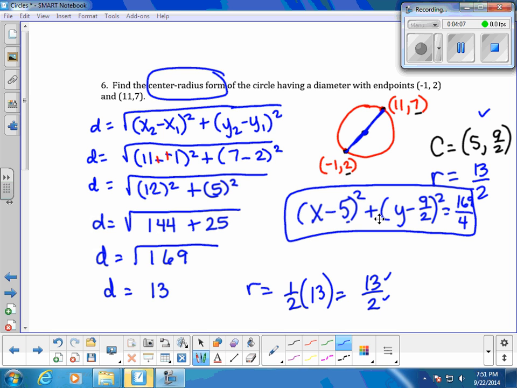And that's how we calculate it if we don't have it on a coordinate plane, so we can't count the radius and count the center. We'll have to use the midpoint to find our center, and we use the distance of the diameter and then take half of it to get our radius.